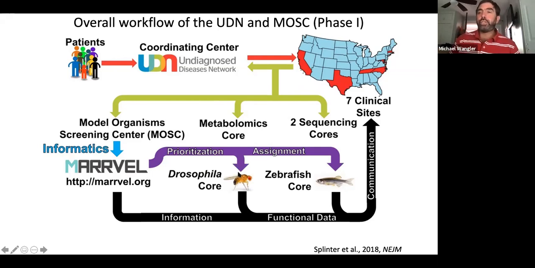And then genes are assigned, originally they were assigned to Drosophila or zebrafish for laboratory modeling of the specific patient's variant. In the phase 2 expansion of the network, there's also a worm core in St. Louis, an additional zebrafish capacity in St. Louis. And the idea is to then use the model organism data to feed back to diagnosis.